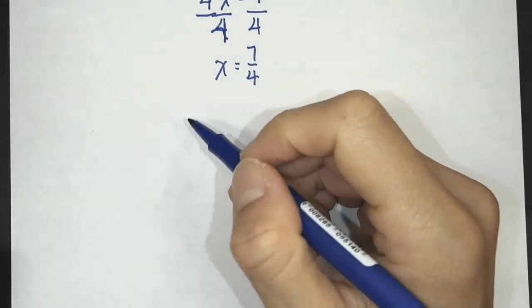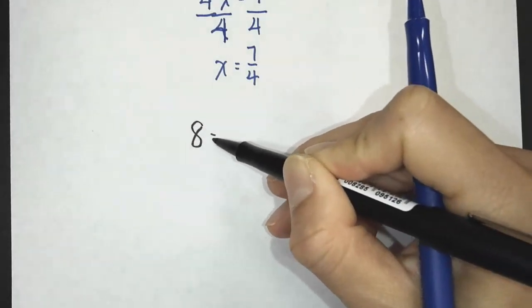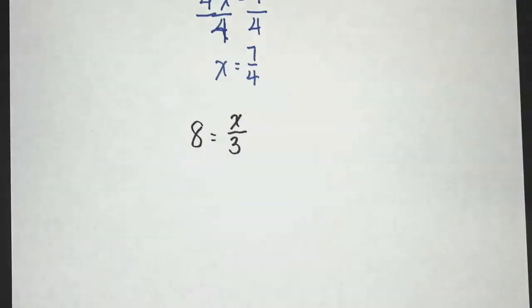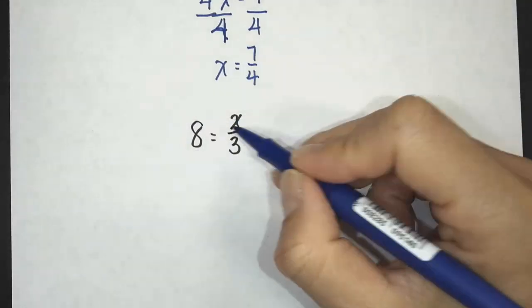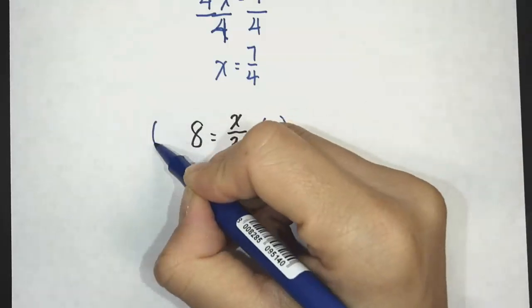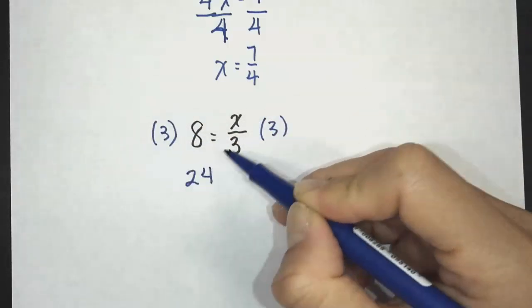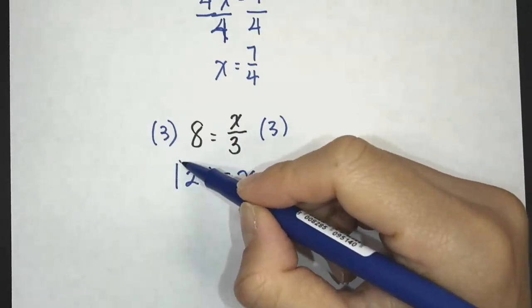If the unknown variable is in the numerator, let's say, for example, 8 is equal to x over 3, and we want to know what x is equal to. So then now I'm going to multiply, same thing, same strategy. Let's get rid of that denominator, multiply 3 on both sides, and on the left-hand side, I'm going to get 24. On the right-hand side, I get x, so x is equal to 24.